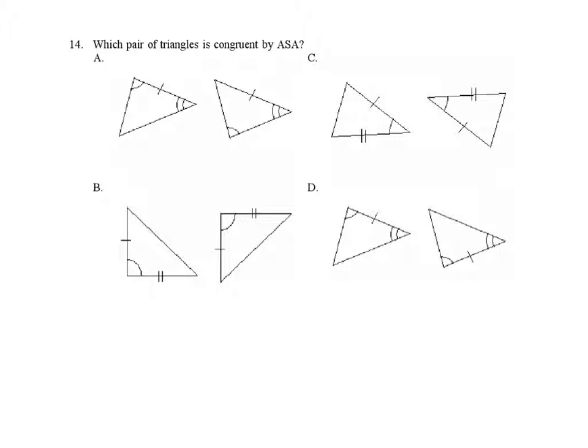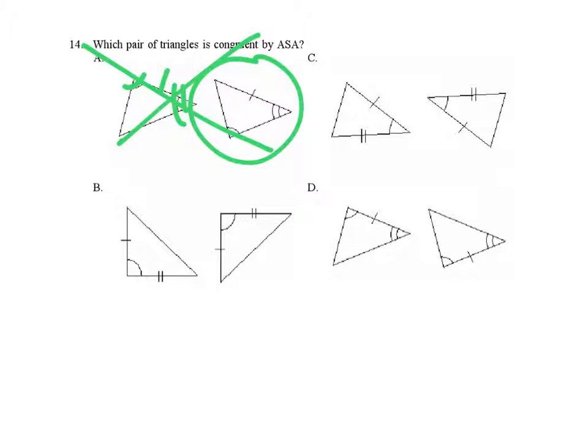Next one says, which pair of triangles is congruent by angle, side, angle? We need a side in between our two angles. I noticed for this one, A, we have an angle, we have a side, we have another angle. But if I look at this triangle, it doesn't match the first one. So A is out right off the bat. B, we have a side, then we have an angle, and we have a side. We needed two angles and a side. We got two sides and an angle, so C is out.